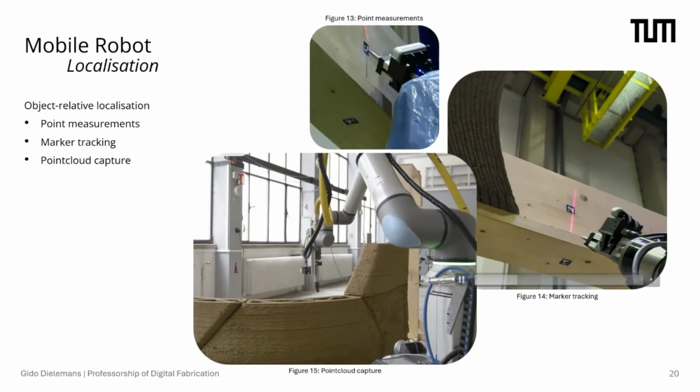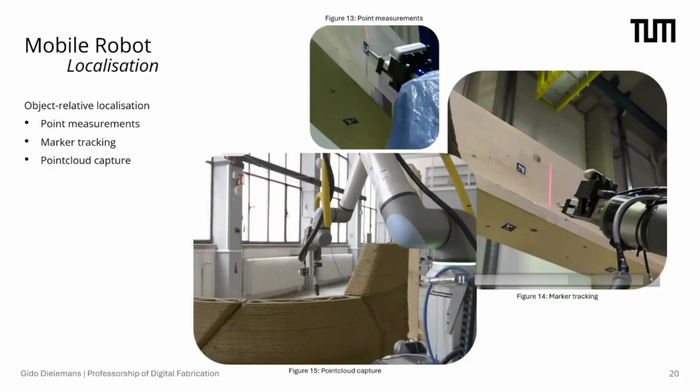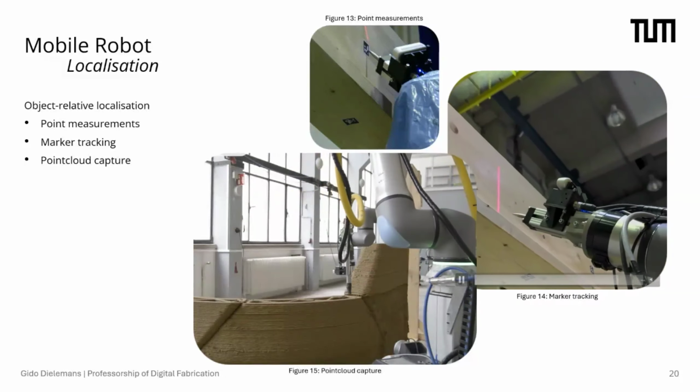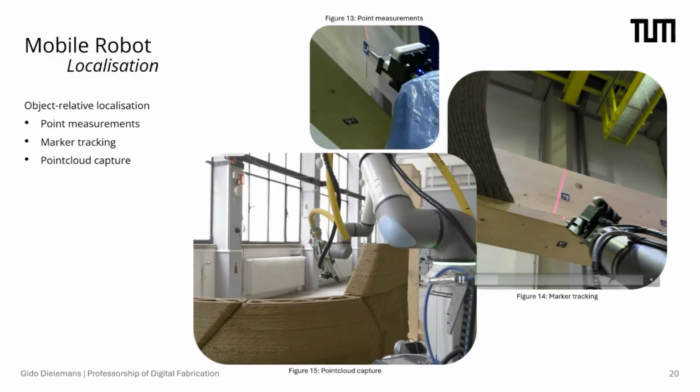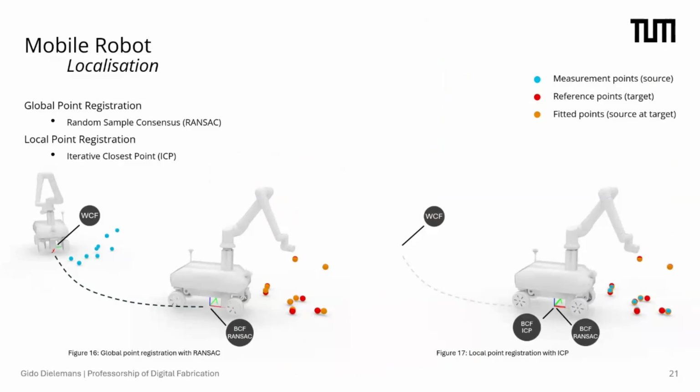Now, in any of these circumstances, we have points or a point cloud that we have to find the location of in the virtual space. So for that, we have a global point registration method that we use and a local point registration. So the first one doesn't require any guesswork. It is trying to fit, in this case, the blue cloud here that you see on the left to the red one. And it uses a random sample consensus method to find a good fit for that. However, it's never going to be very, very accurate because it's meant as a global point registration.